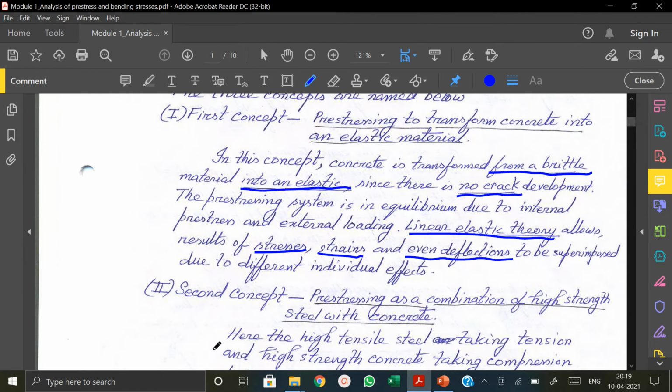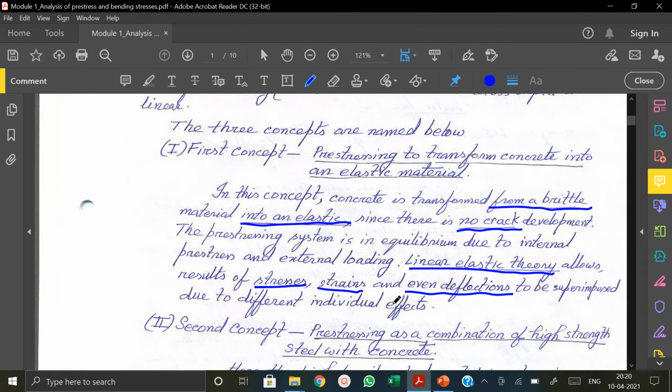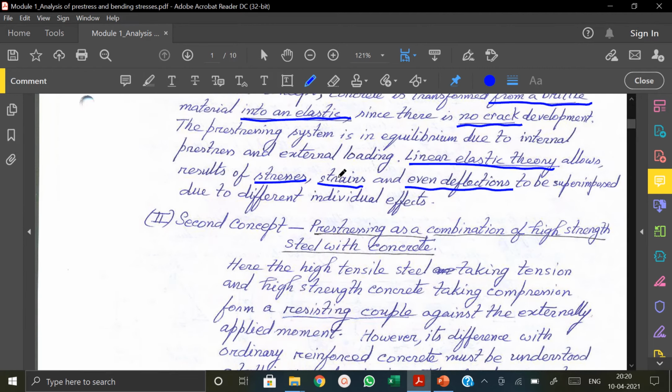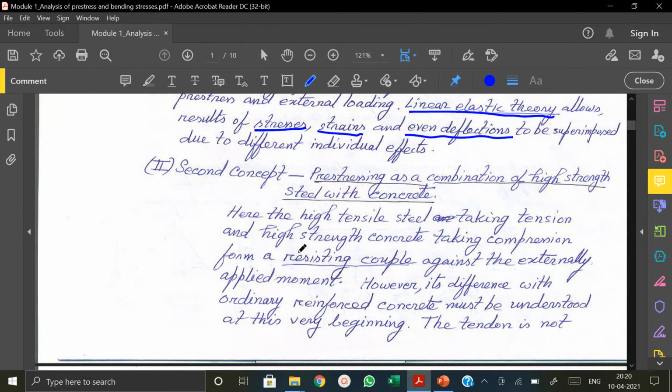The second concept is prestress as a combination of high strength steel with concrete. So basically you have only the first concept to be studied, but still you need to understand the other two concepts also. So the prestressing as a combination of high strength steel with concrete. Here we are considering the prestress as a combination of very high strength steel and very high strength concrete, and as a result we will analyze the stresses or the forces acting on those two materials.